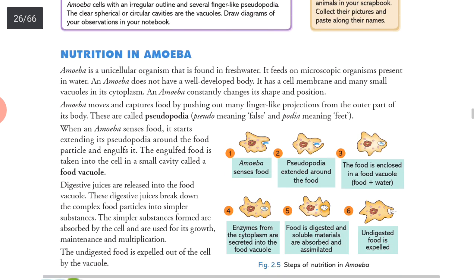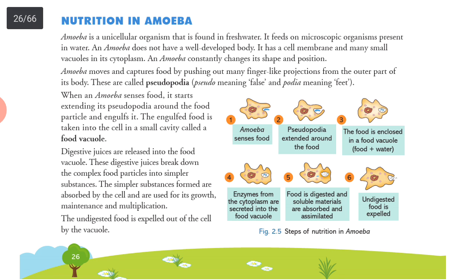Okay. Now, nutrition in an amoeba. Instead of reading out this, I would love to read the steps of how the amoeba takes its nutrition. First, the amoeba senses the food. Second, pseudopodia, the false feet. Pseudo means false, podia means feet. Pseudopodia extend around the food. You can see in the second step. Third step, the food is enclosed in a food vacuole, food plus water.